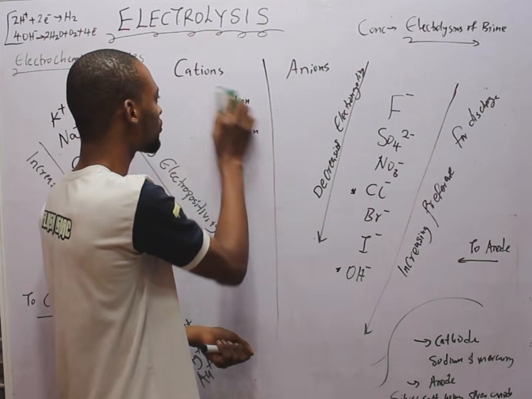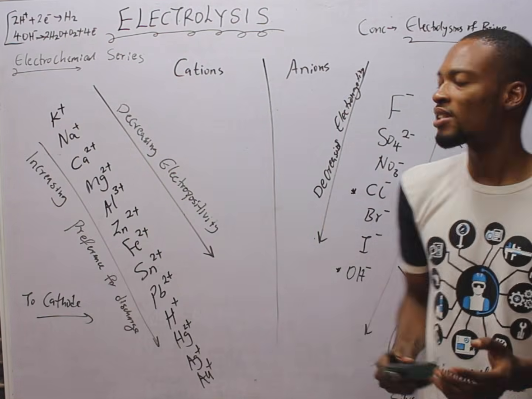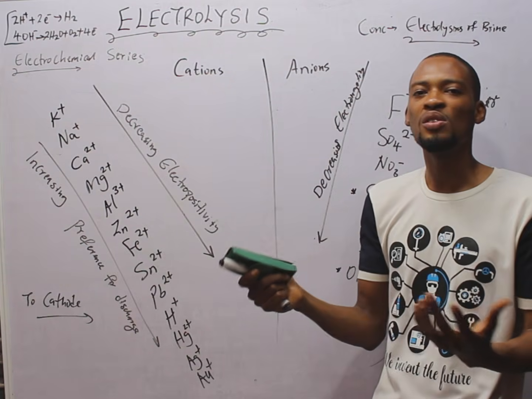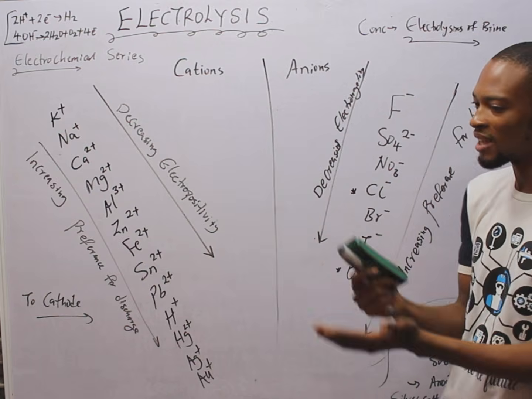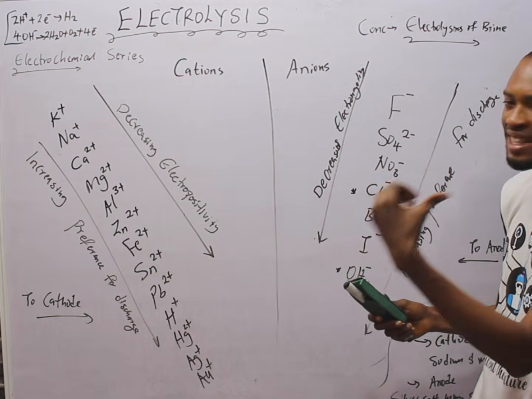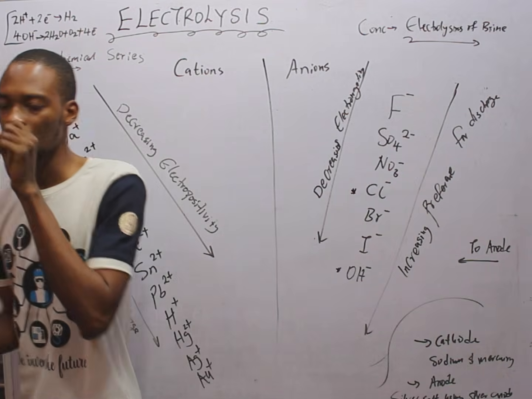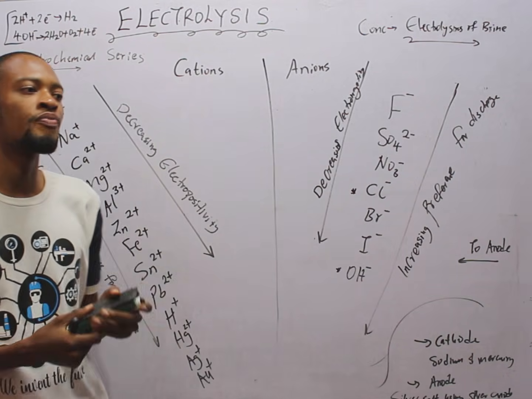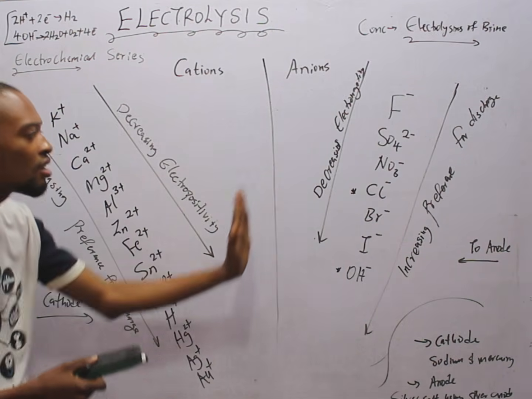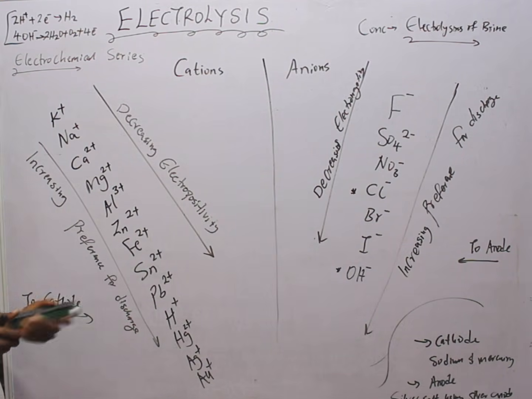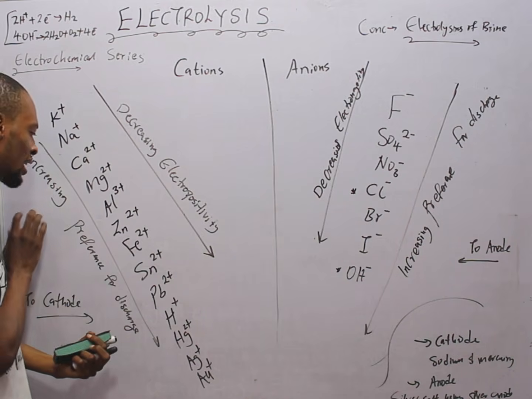Now, I told you that in electrolysis, preferential discharge is choosing which of the ions will be discharged out of the two that migrate to the cathode or to the anode. Remember the last example we solved? Sodium chloride in solution. What happened? H+ and Na+ migrated to the cathode. OH- and Cl-, they migrated to the anode.